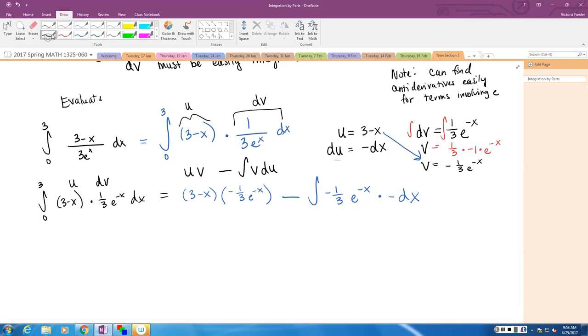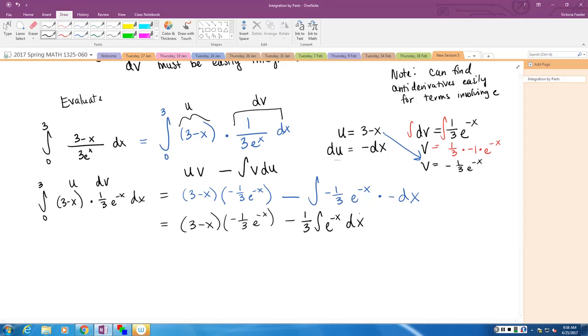That looks pretty ugly because I have some extra signs in there, so let's rewrite this a little bit cleaner. You've got a negative 1/3 times a negative 1, so it's a positive 1/3, and I'm going to move that to the front of my integral. All I've done is simplify by multiplying those two numbers, negative 1/3 and a negative 1, and then I've moved that constant.